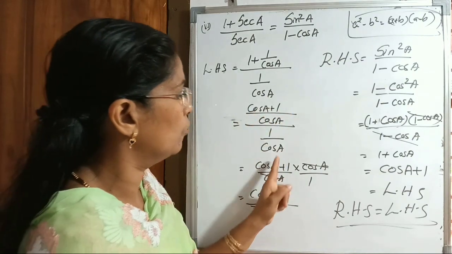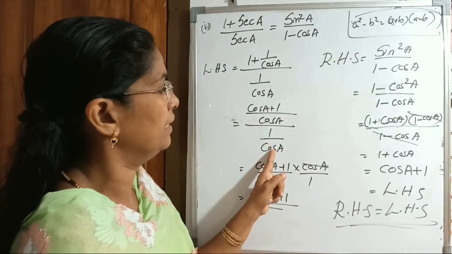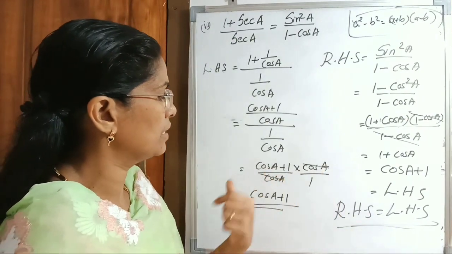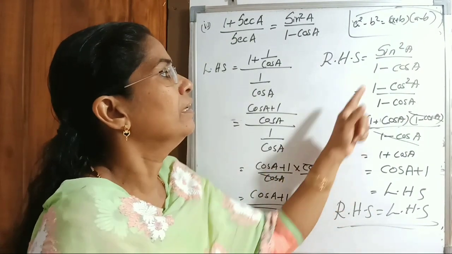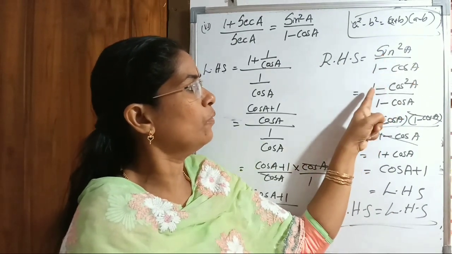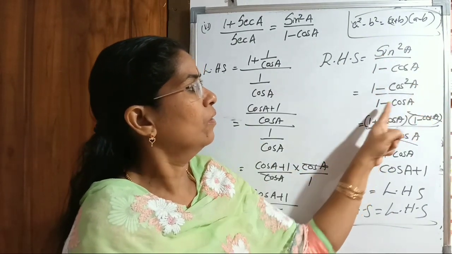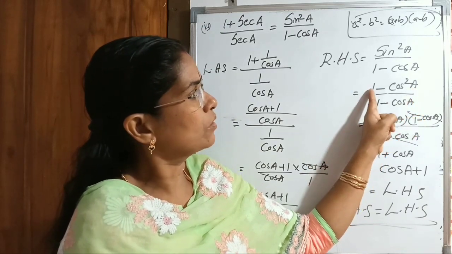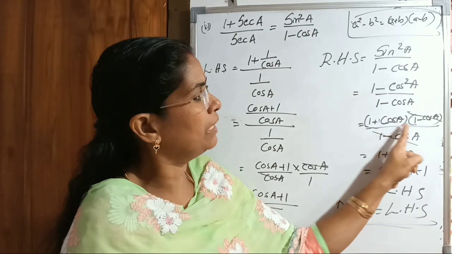So first we are taking the numerator fraction, and we are taking the denominator fraction's reciprocal and multiplying. So cos A cancels, we will get cos A plus 1. Here we are using the trigonometric identity sin square A is equal to 1 minus cos square A. Now again we are using the algebraic identity, A square minus B square is A plus B into A minus B.